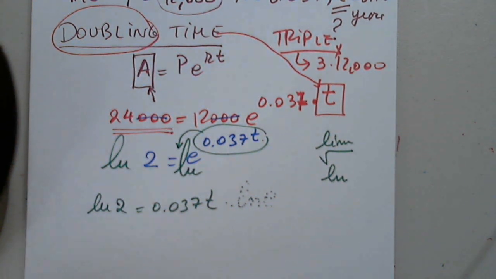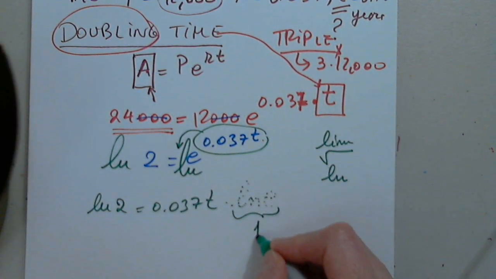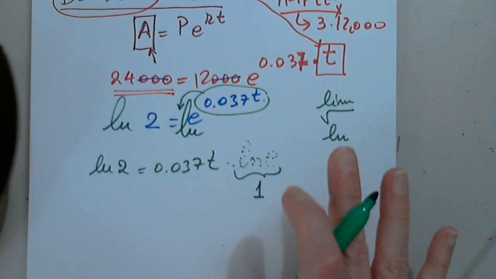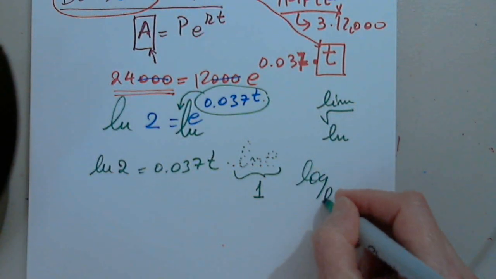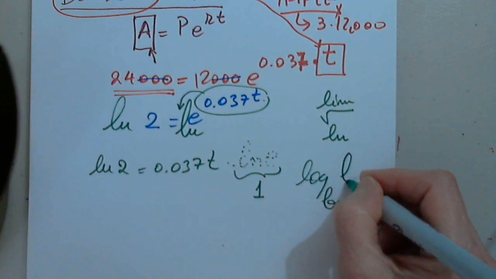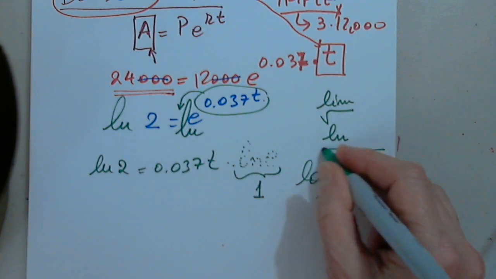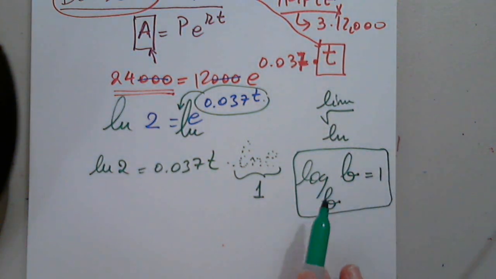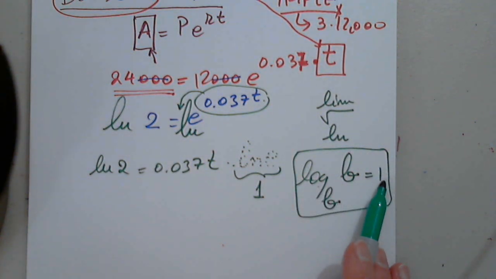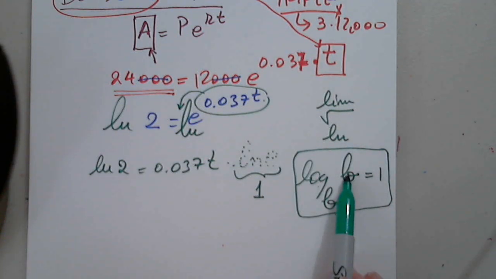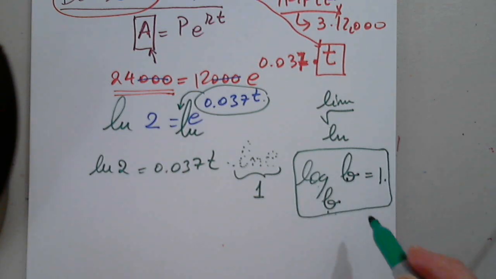I refuse to write it. Why? They cancel each other out. No. Close? No, because it's 1. Yes. So in general, let's write this. Log in any base of the base is always 1. Natural log of e is 1. Common log of 10 is 1. Log base 1/2 of 1/2 is 1. Log base 15 of 15 is 1, and so on and so forth.